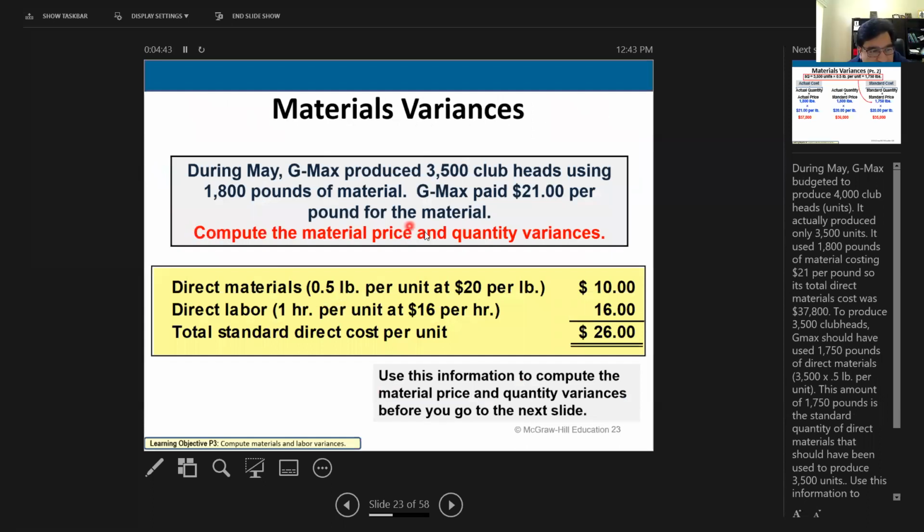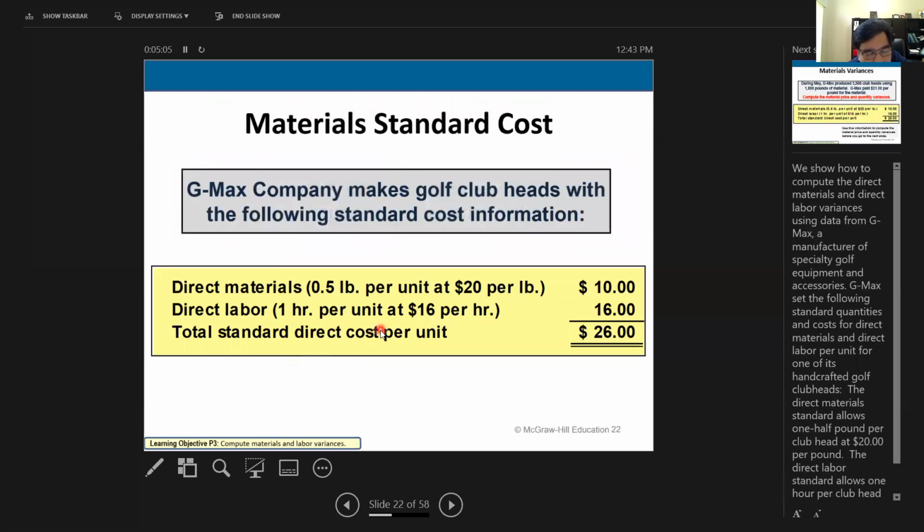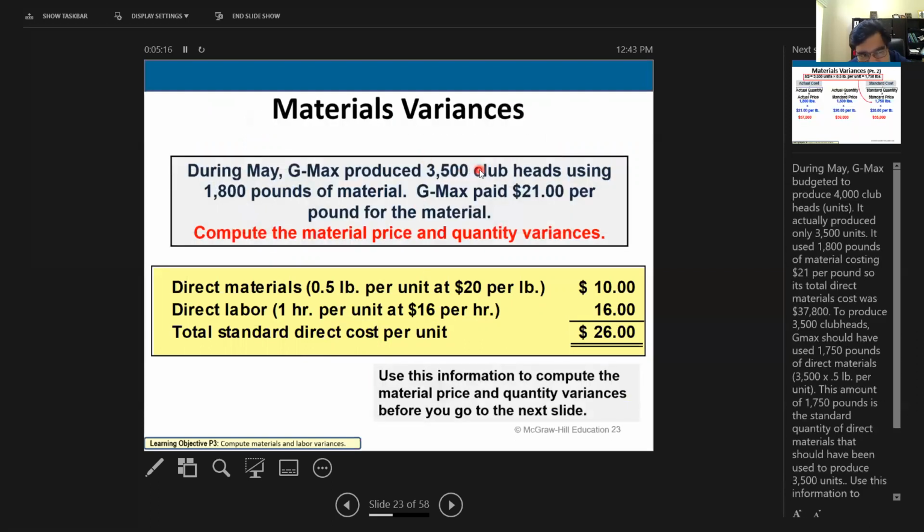Okay, so next we compute the material price and the quantity variance. It says it actually produced 3,500 club heads and used 1,800 pounds of material. How much material was allowed per unit? 0.5, right? So for 3,500 units, 1,750. That's the standard quantity allowed. You were allowed 1,750, you used up 1,800 pounds of material. Was this variance favorable or unfavorable? Unfavorable, because you used 50 pounds more.